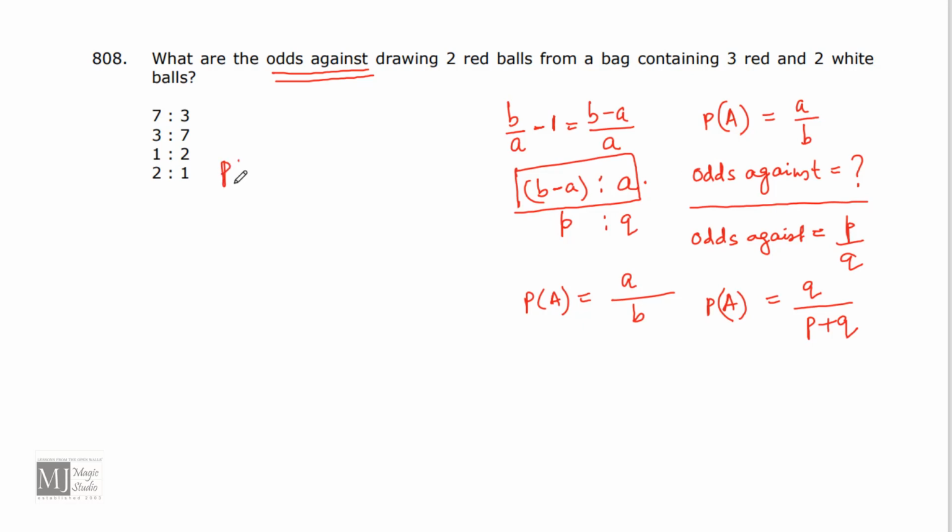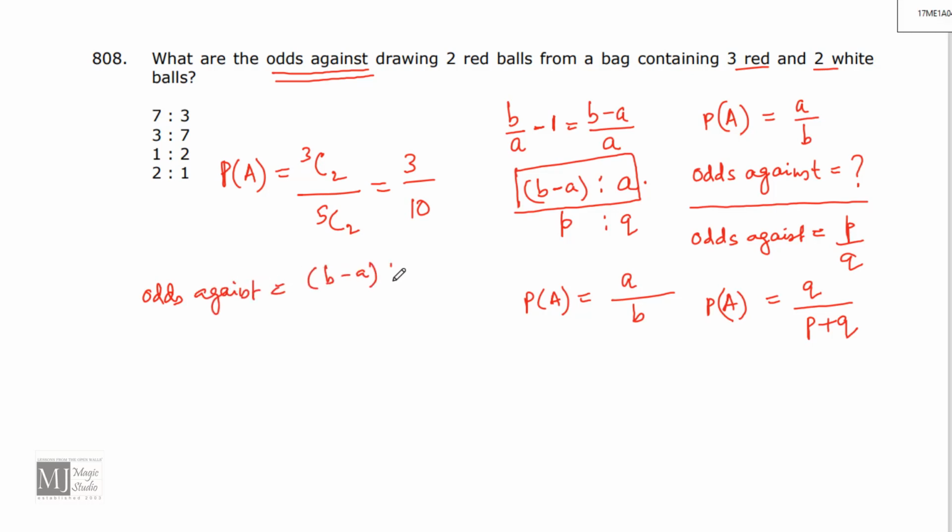Now let us calculate the probability of A first from the given data. What are the odds against drawing 2 red balls from a bag containing 3 red and 2 white balls? So favorable cases is 3C2. Total cases are 3 plus 2, 5 balls we have. We need to draw 2, 5C2. Since nothing is mentioned in the question, it is always assumed that drawing is made without replacement, isn't it? So 3C2 is 3 and 5C2 is 10. So this is A by B. That means odds against would be B minus A is to A. That is 10 minus 3 is to 3. 7 is to 3. Option A.